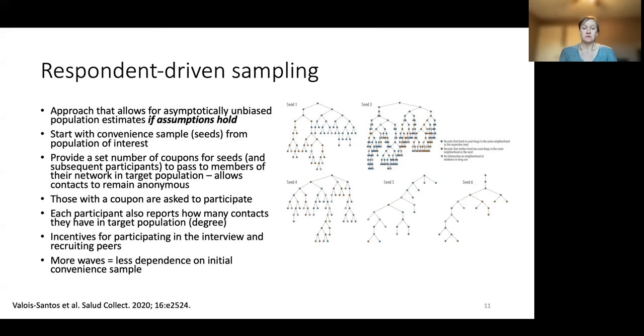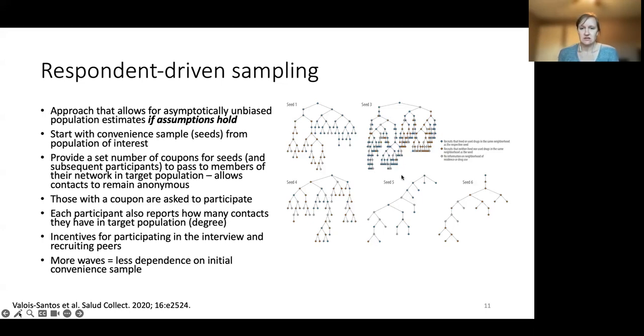And there are incentives for participating in the interview and for recruiting peers. So you have both the actual interview, where you get an incentive, and then also when your peers come in, that's when you get another incentive. And the more waves that you get through, so the more levels through the network, there's less dependence on your initial convenience sample.